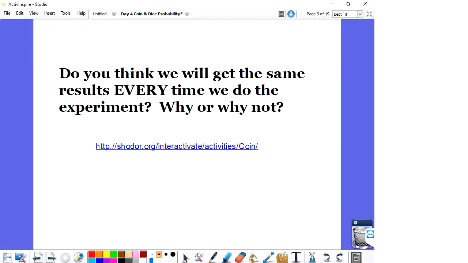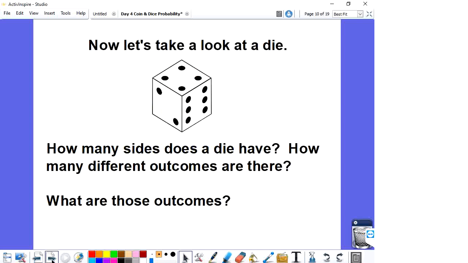So let's take a look at our next activity. Now we're going to take a look at a die. If you have a die at home, go ahead and take a look at it and see how many sides a die has and how many different outcomes there are. And what are those outcomes? Pause the video and then unpause it when you're ready.